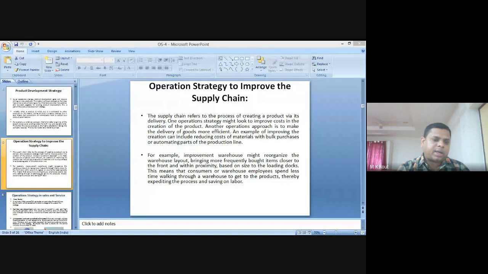Moving to the last part, this means that consumers or warehouse employees spend less time walking through the warehouse to get the particular product, as I told, thereby expediting the process and saving more labor cost, or more labor also.